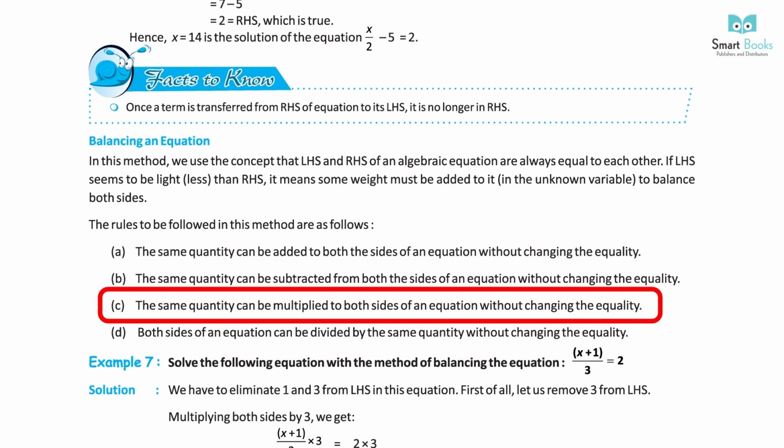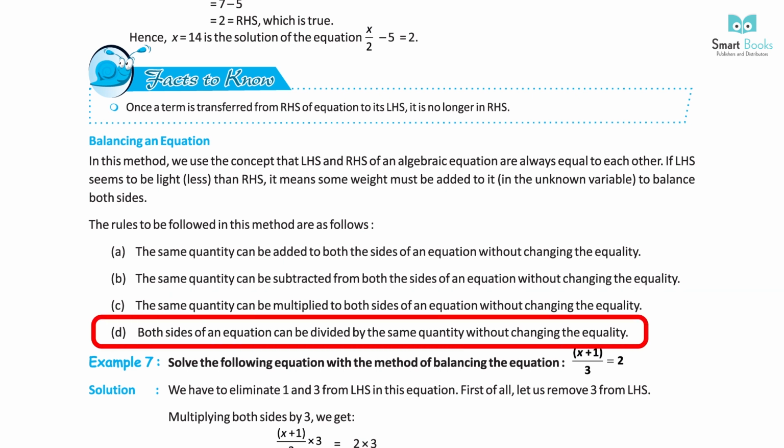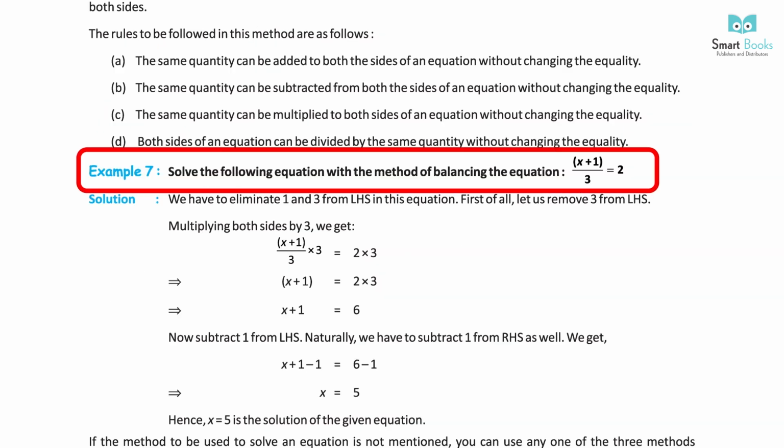C. The same quantity can be multiplied to both sides of an equation without changing the equality. D. Both sides of an equation can be divided by the same quantity without changing the equality. Example 7. Solve the following equation with the method of balancing the equation. x plus 1 upon 3 equals 2.